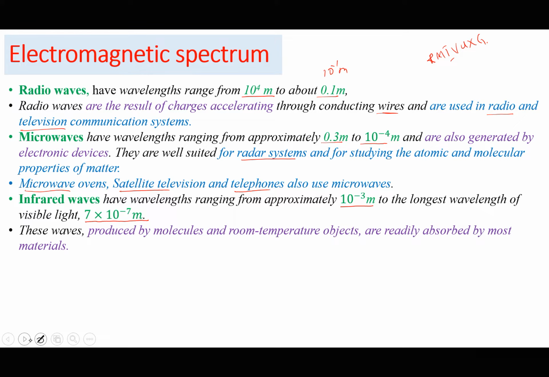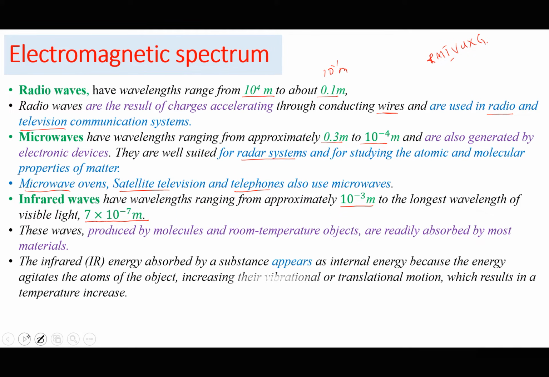And what is the effect? When materials absorb these infrared radiations, their energy agitates atoms. In other words, it causes atoms to vibrate, thereby increasing their vibrational or translational motion, which results in an increase in temperature. These are produced by molecules and room temperature objects, but they are absorbed by most materials, including yourselves. The infrared energy absorbed by a substance appears as internal energy or heat.